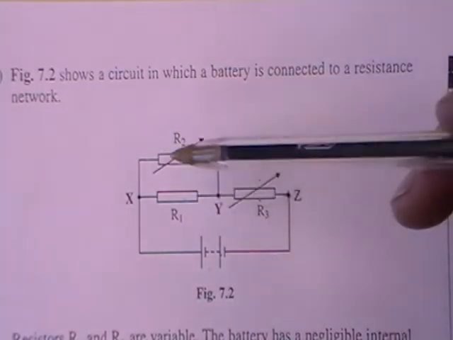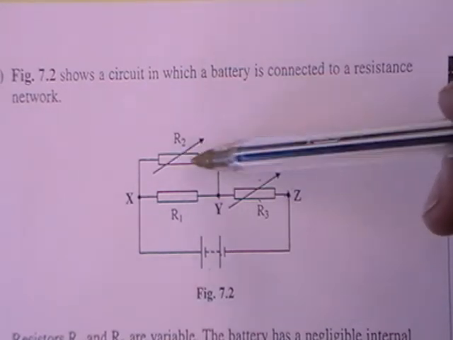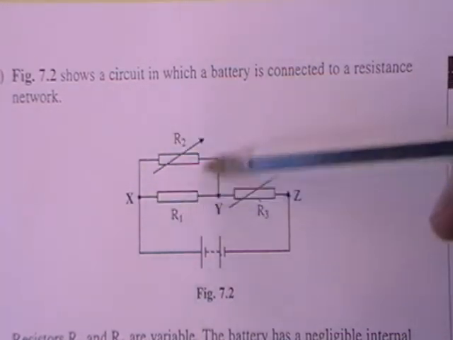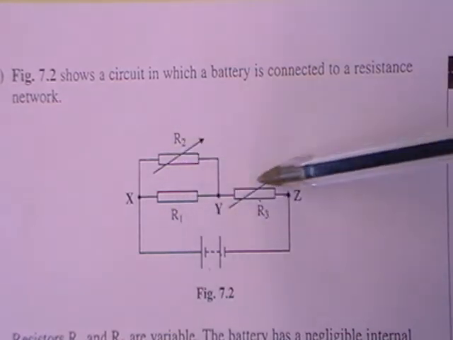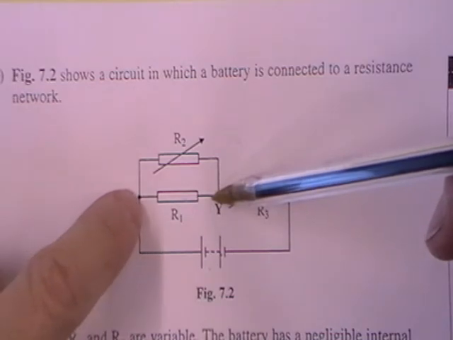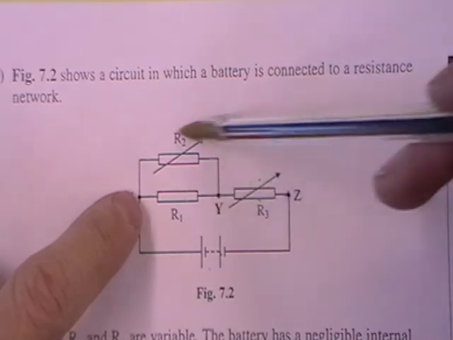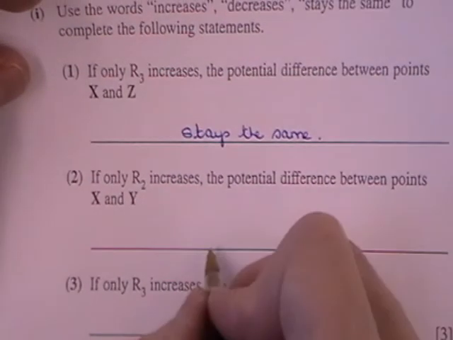So we're going to consider what happens if R2 increases. So if R2 increases, that means that the total resistance of the parallel part is also going to increase, naturally enough. And if this increases, then the ratio of this to this is going to be a little bit bigger, and therefore the potential difference across these points, since V is equal to IR, then V should be bigger across this part as well. So the potential difference between X and Y should increase.